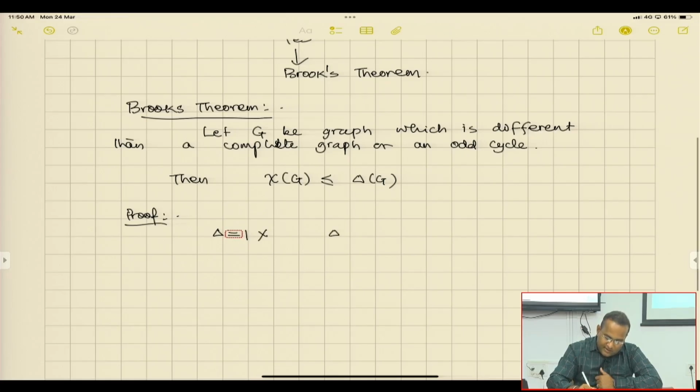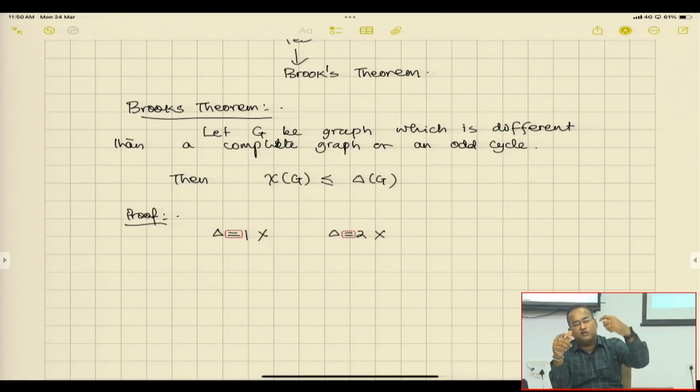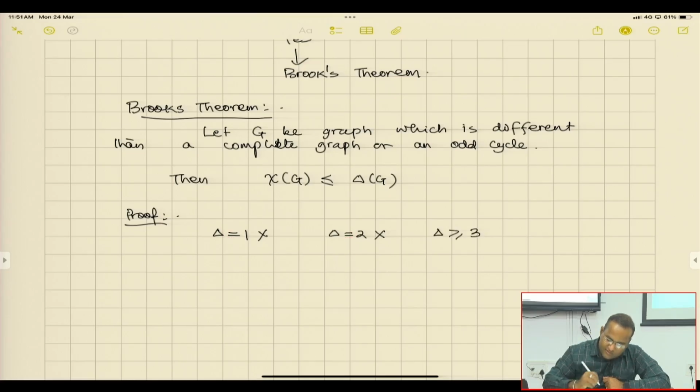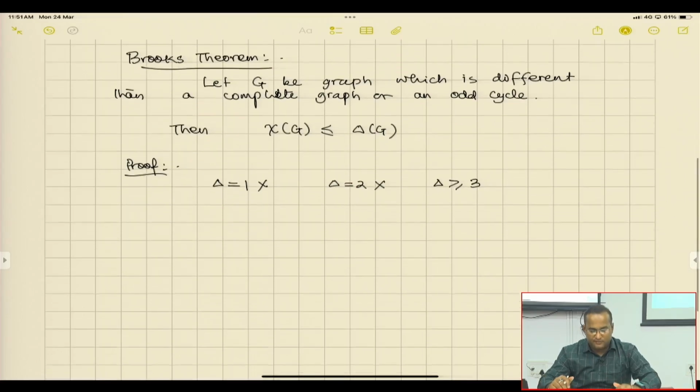Delta equal to 2, we are getting odd cycles, so let us not consider this, right? Or we can prove also, except odd cycle, delta equal to 2, what are the graphs? These are basically the even cycles or paths, right? And chromatic number of even cycles is 2, chromatic number of a path is also 2, right? So it is bounded by 2. So assume that delta is greater than or equal to 3, right?